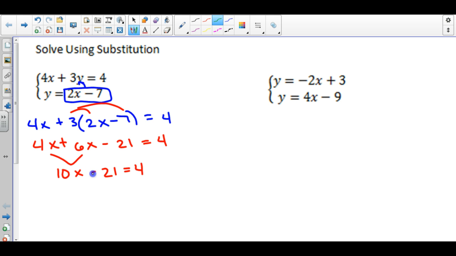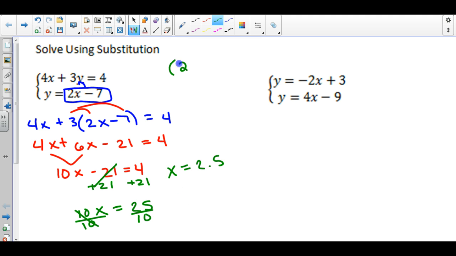And now what I want to do is bring my 21 over to the other side. So much algebra. And so I end up with 10x equals 25. So then your last step is to divide both sides by 10. Bam! X equals 25 divided by 10, which is 2.5, and you can definitely get a decimal. Okay, it just means that on the x-axis, your x part of the coordinate, because again, we're really solving for the coordinate where these two lines intersect, your x-coordinate is 2.5.